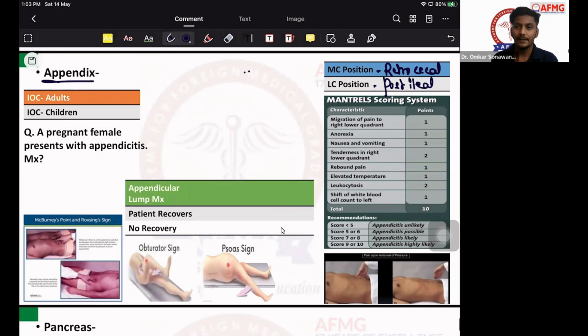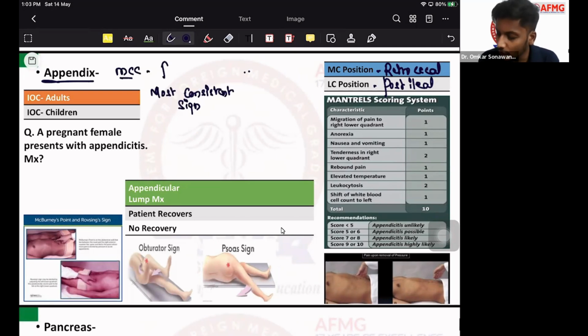Now, if I talk about the appendix, can anybody tell me which is the most consistent sign of appendicitis? As I already told you, the most common cause of appendicitis would be fecolith obstruction. Important, right? What is the most consistent sign? No, pain is not the most consistent sign. Please remember, okay? Fever is also not the most consistent sign.